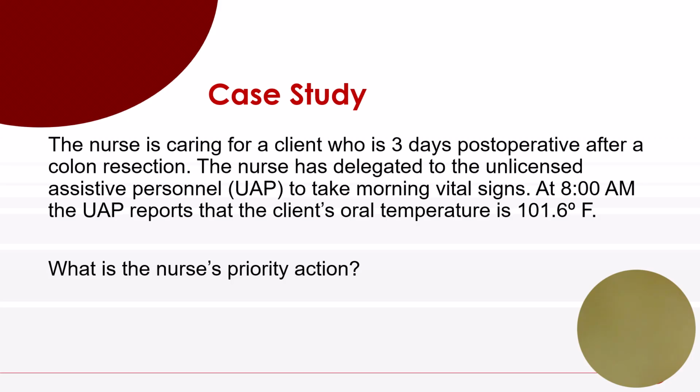So remove some layers, decrease the room temperature, cool cloths or packs to the forehead, the neck, the axilla, the groin, putting a fan on the client, administration of antipyretics, especially liquids at this point. Suppository may not be appropriate depending on where the resection was. If it was low in the colon, then suppositories may be contraindicated because of potential damage to the surgical site.